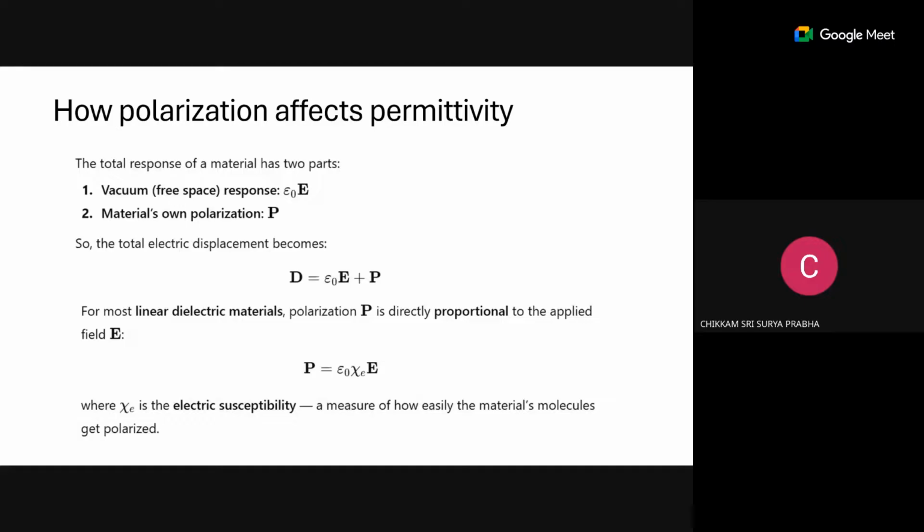Coming to P, we all know that in a linear dielectric material, the polarization is directly proportional to the electrical field. So mathematically we can give the equation for P as epsilon naught chi E into E. Here chi E is the electrical susceptibility. It is a constant term which changes from material to material, and it measures how easily the material can get polarized.